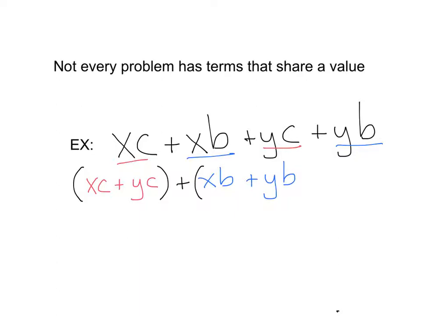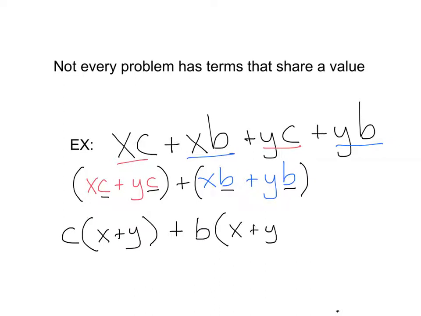I can now look at this first section of the problem as sort of its own entity, as well as the second part as its own entity. In the first part, I notice they both share the value c, so that's our greatest common factor of these first two terms, and we'll factor it out and get c times x plus y. On the back half, we notice they both share b, so we'll factor that out as our GCF and get b times x plus y.